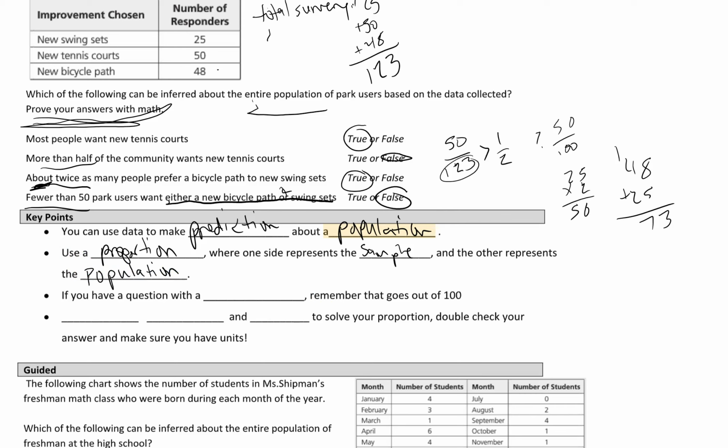Then if we have a question with a percent, just remember that that goes out of 100. So if I wanted to know what percent of people, I could say my sample out of my total equals what percent out of 100. So that's kind of how that would look. And then last thing, if you have a proportion, just remember your two steps are to cross multiply and divide in order to solve that.